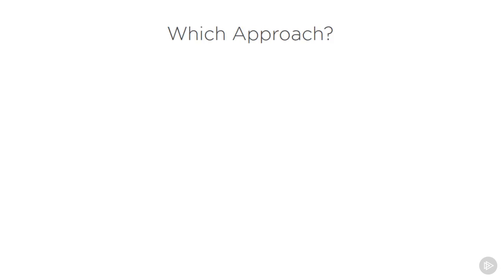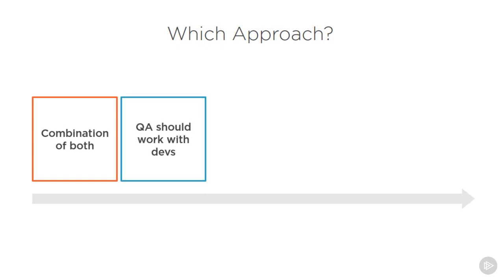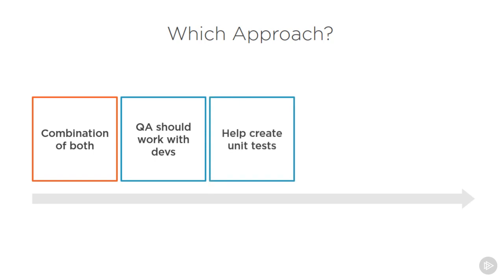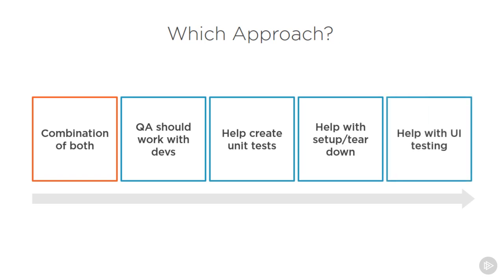So which approach should you take? Well, I find a combination of both really works the best. Your QA folks should work with your developers to help them create the unit tests, help them with the setup and the teardown, and also help with the UI testing. So if you take a more holistic approach of having a QA guy working with the developer up front to actually develop the unit tests, again, two heads are better than one, you might all think of different ways to do testing and different tests to automate.